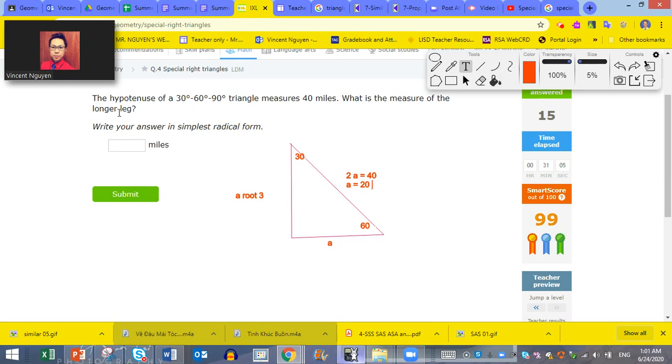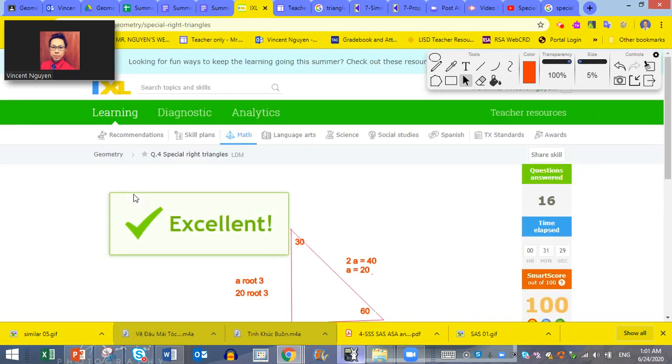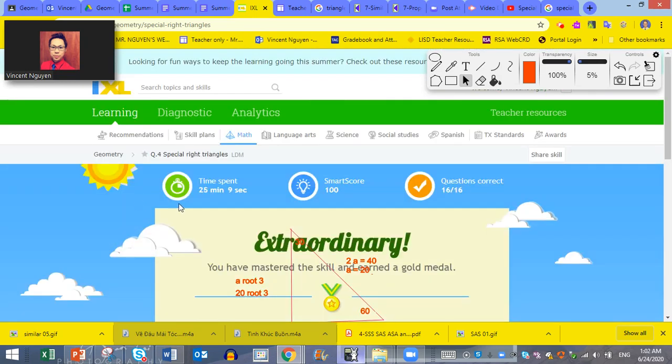So this question is asking me for the longer leg, so I'm going to put 20 in here. So 20 goes in for A, and then root 3 because the rule is there. All right, I have a phone call. Let me enter this answer in here. 20 root 3. And then submit. It is done. We are finished.